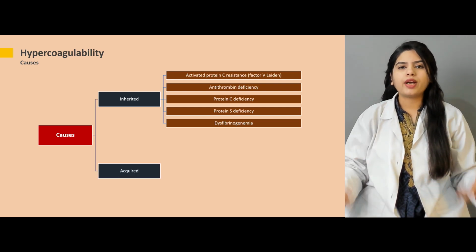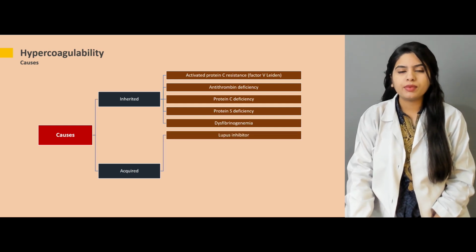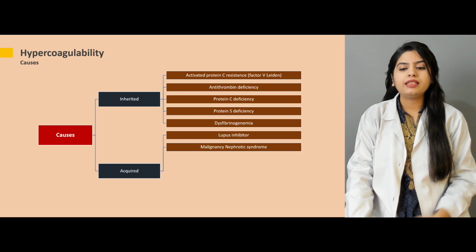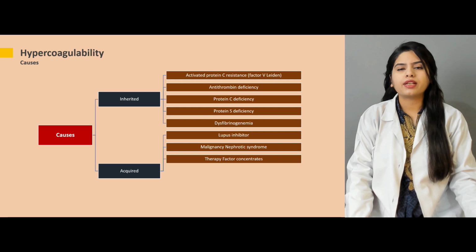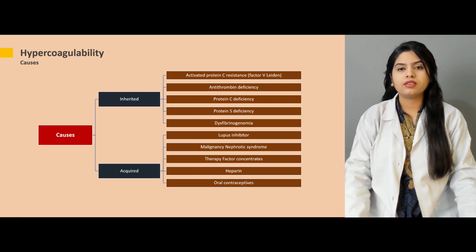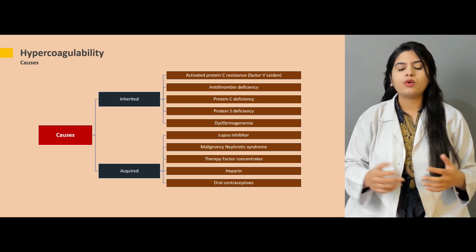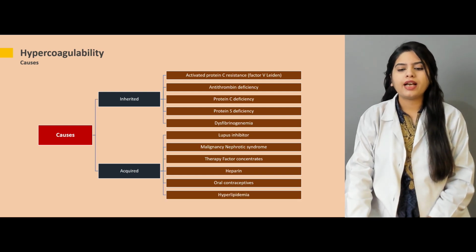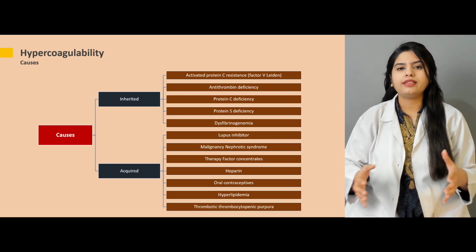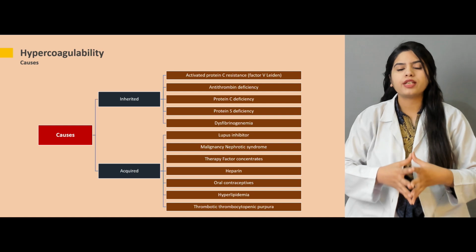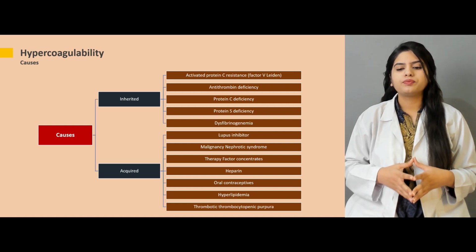Then there can be the acquired causes that can lead to the hypercoagulability, including the lupus inhibitors. There can be the malignancy, nephrotic syndrome can be a reason. There can be the therapy factor concentrates. Heparin is another reason that can lead to the hypercoagulability. Then there can be the oral contraceptives, and hyperlipidemia can be another reason. And at the end, there can be the thrombocytopenic purpura that can lead to such kind of disorders.